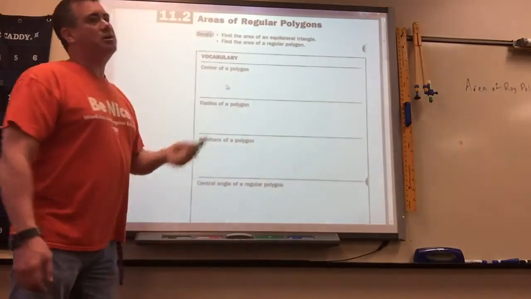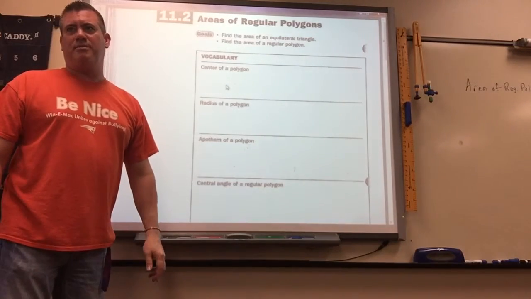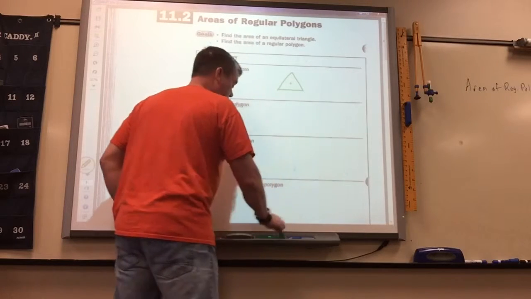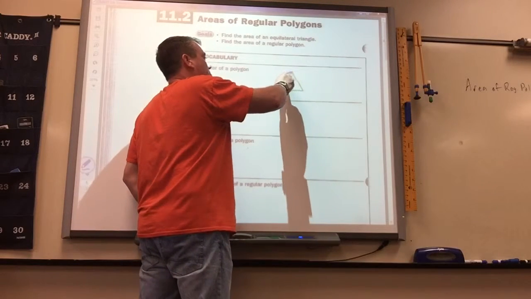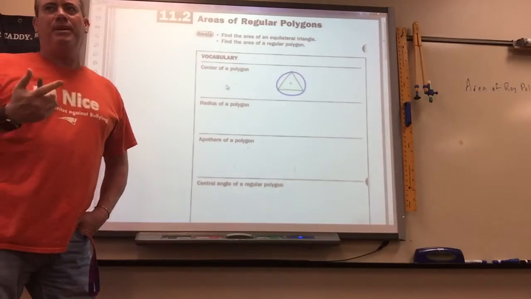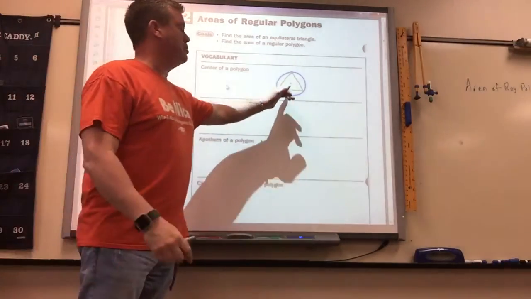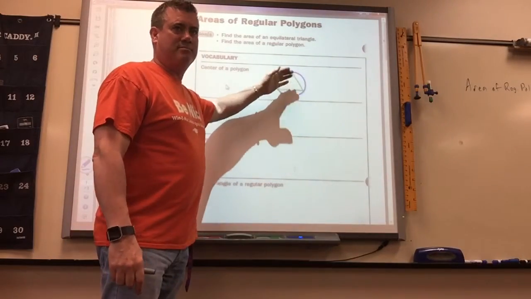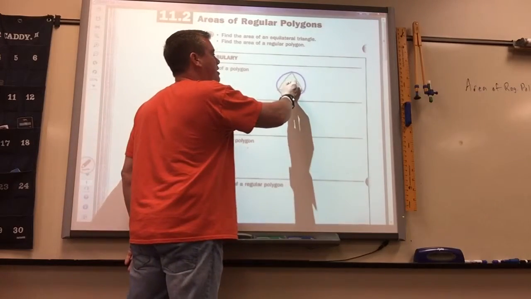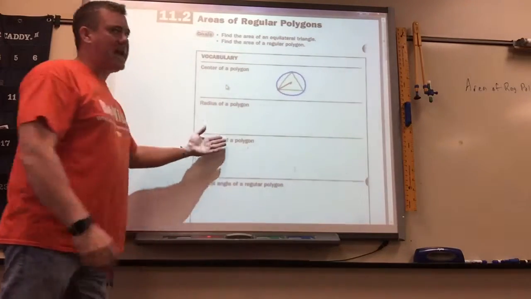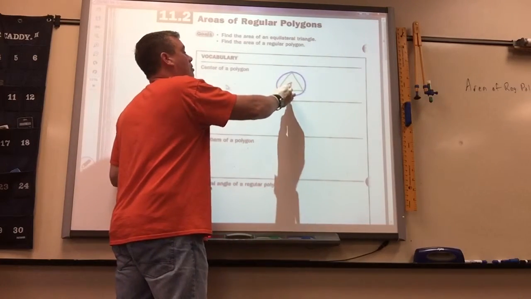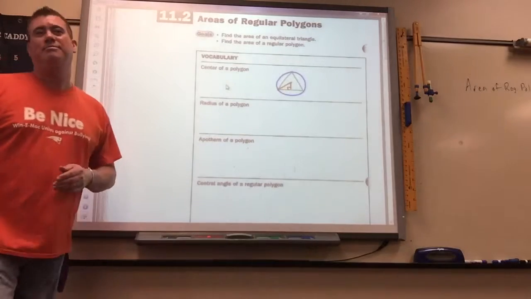So, the center of a polygon, everyone would know what that is, right? It's the middle part, like in a triangle. It's this part. The center is the point you'd put your compass on to draw a circle around. Now the way to find the center is you draw the perpendicular bisectors. Okay? Radius of a polygon is just from the center to a vertex. The apothem is from the center to an edge. Now, when I draw that in, what does that form?